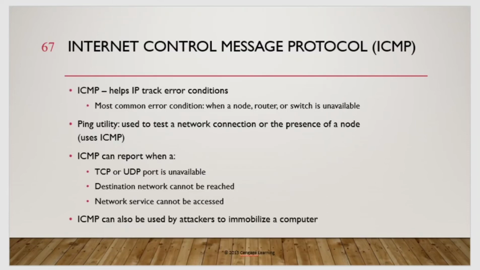Okay? So, next is the ICMP. So, the ICMP class, it refers to Internet Control Message Protocol. The ICMP helps IP track error conditions. Most common error condition when a node, router, or switch is unavailable. Ping utility. It is used to test a network connection or presence of a node by using ICMP.